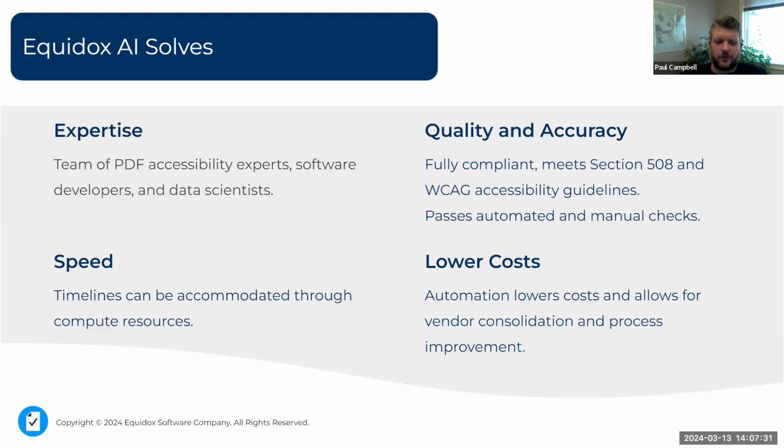We don't auto tag or cut any corners or rely on the human element to get the process done. Equidox AI automation also accommodates aggressive timelines because we're relying on technology. We can dictate how fast the solution runs and turn the dial up or down, so to speak, to accommodate timelines that may be required for any organization. And lastly, Equidox AI automation allows for lower costs, process improvements, and vendor consolidation, because again, we're relying on the technology.